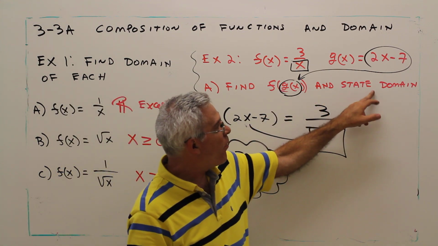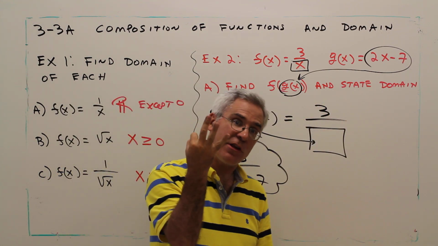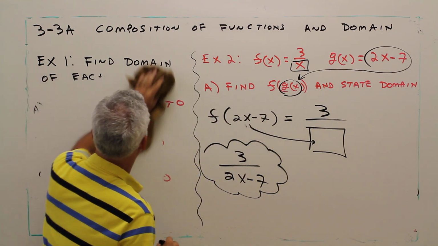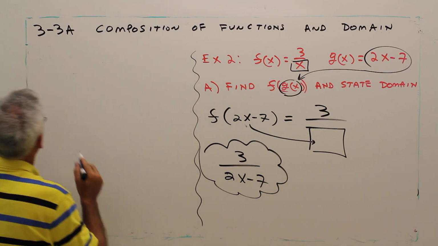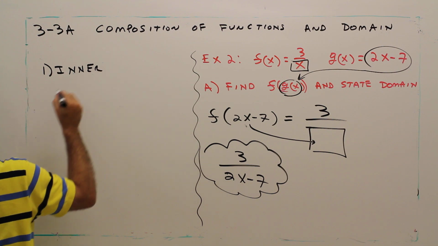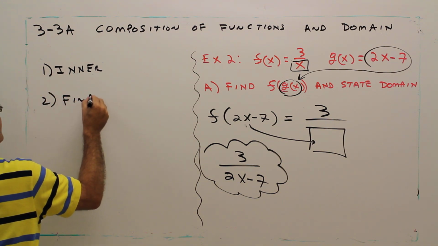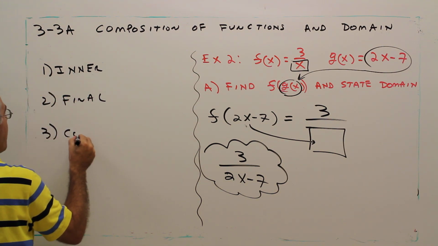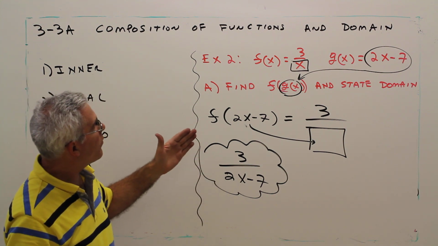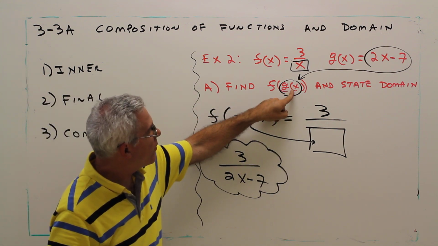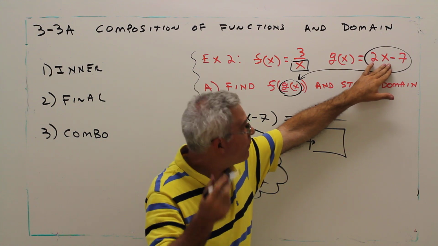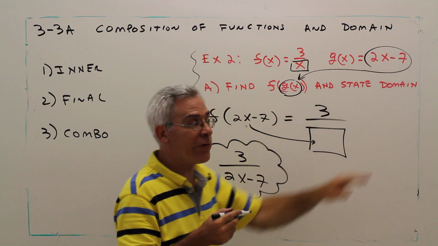The second part of the problem was to state the domain. I usually do 3 things for this. Step 1, I check the inner. Step 2, I check the final. And step 3, I combine them. Okay, so I go to my inner function, which is g of x, and I ask myself, what's the domain of that? There's no division, there's no radicals, it's all real numbers.